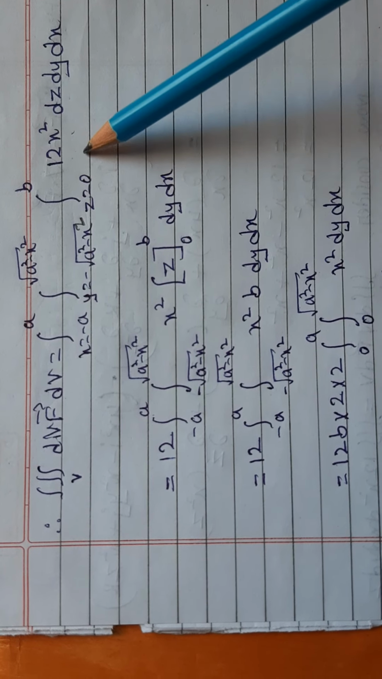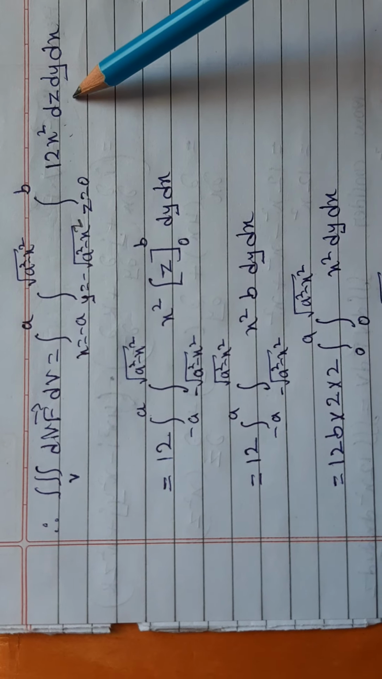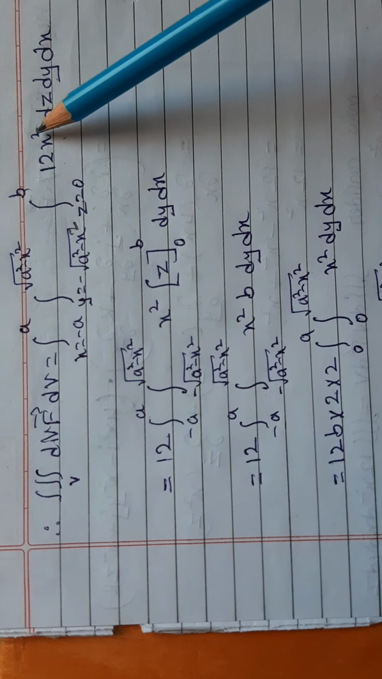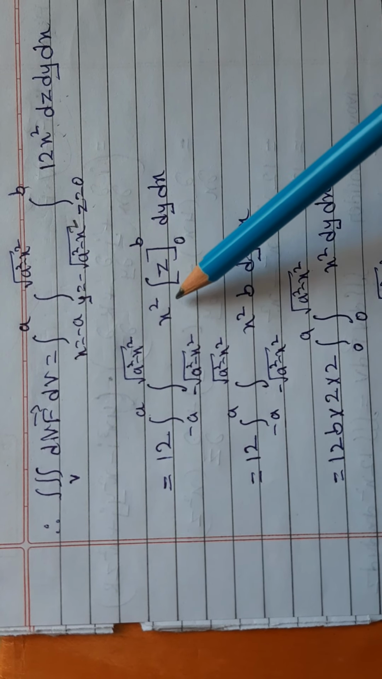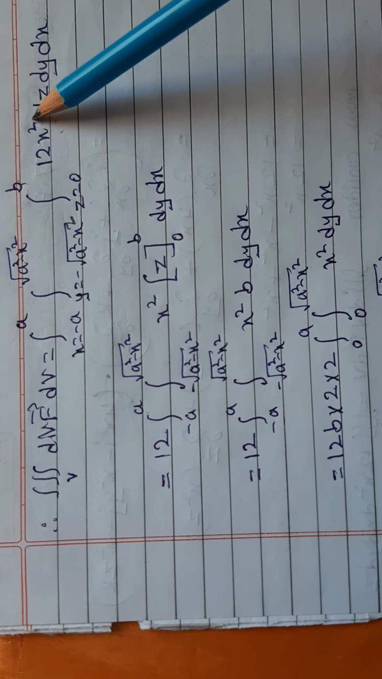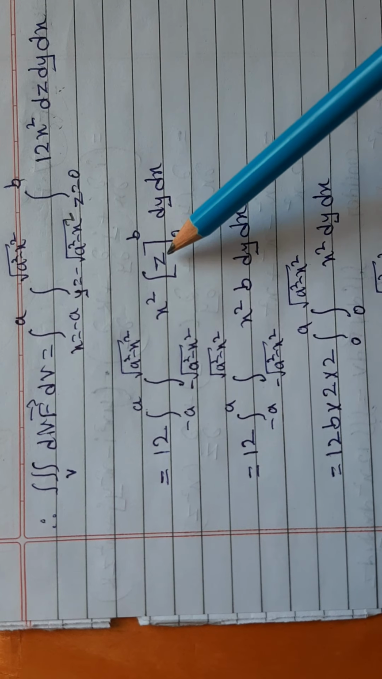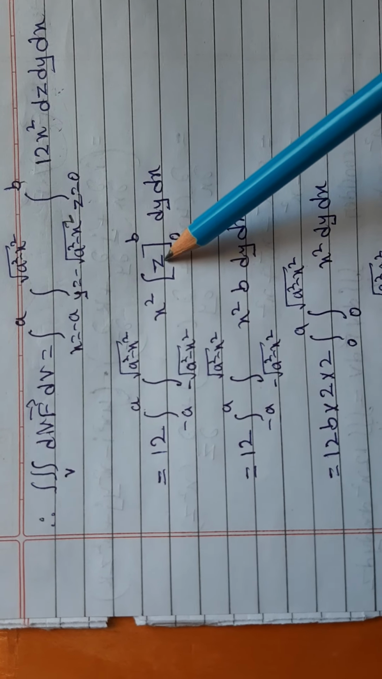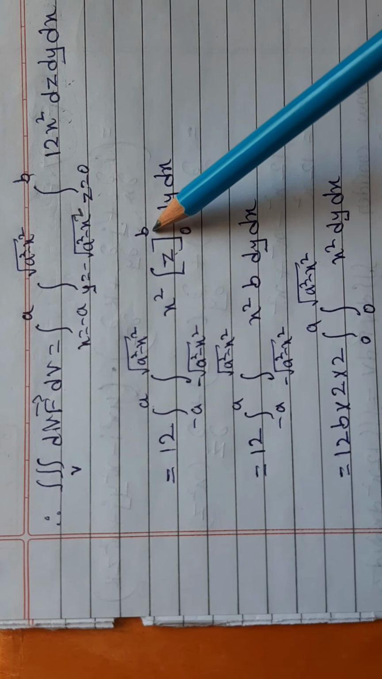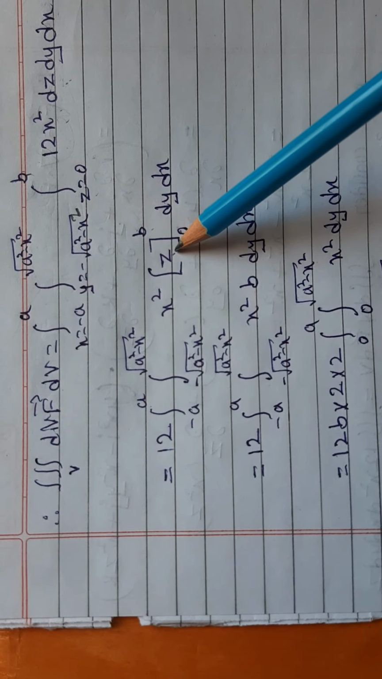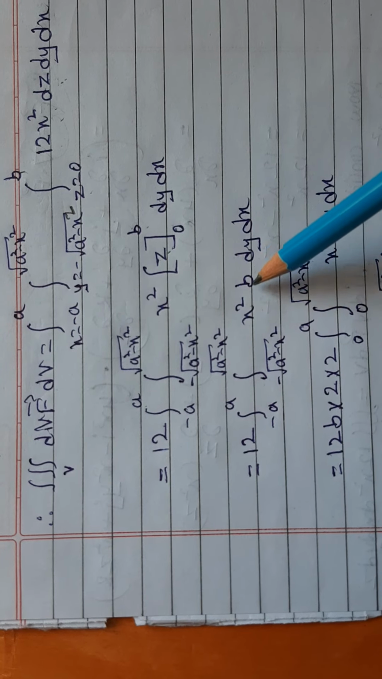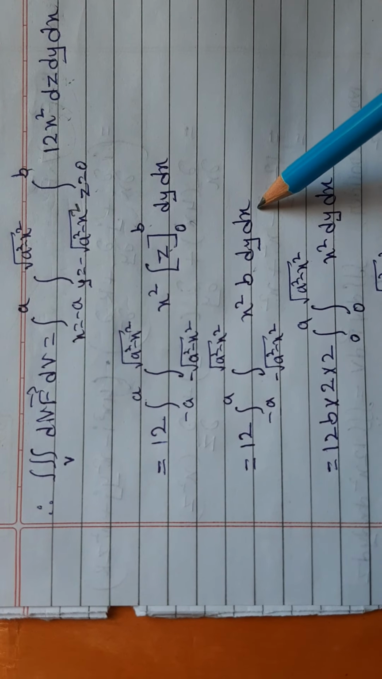Now integrate this function with respect to z using the limits 0 to b. Keeping 12x^2 constant, the integral of dz with respect to z is z between the limits 0 to b. Substituting the limits, 12x^2 into upper limit z = b and lower limit 0, that is 12x^2 b dy dx.